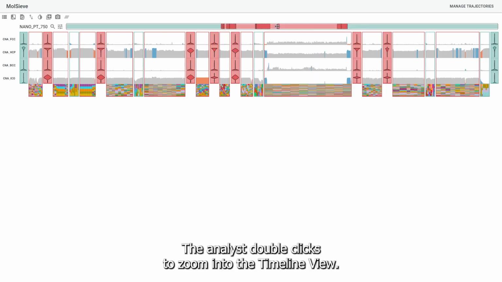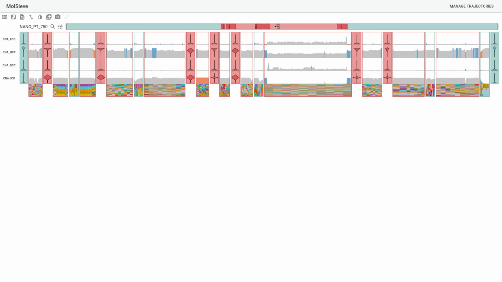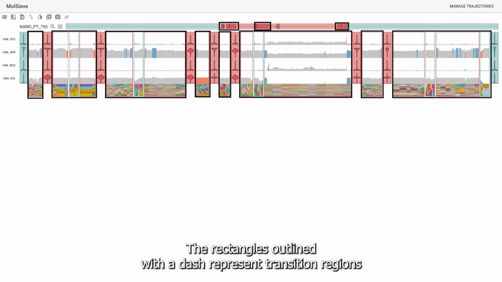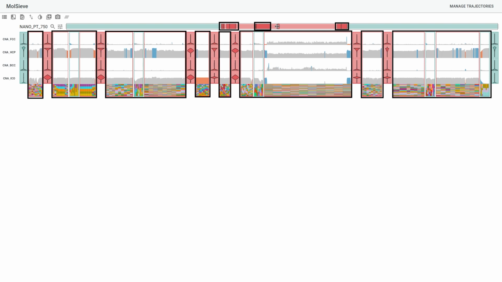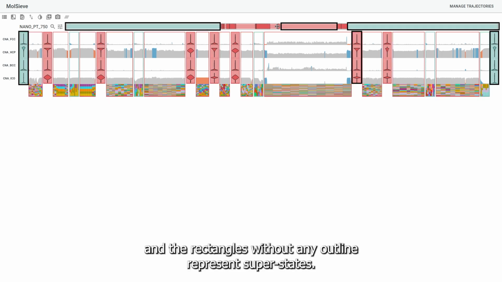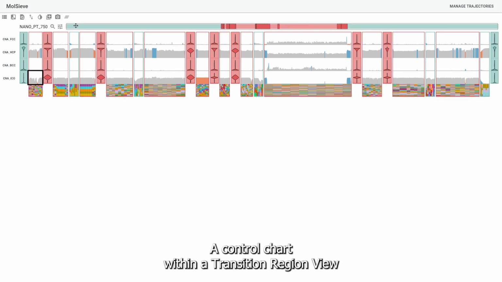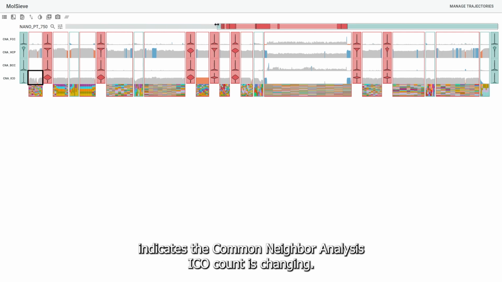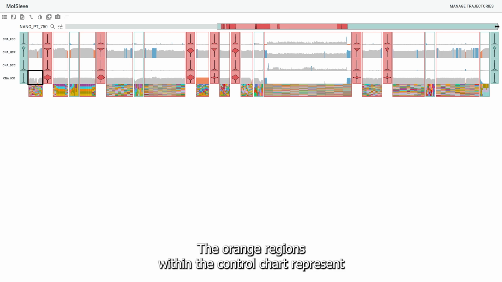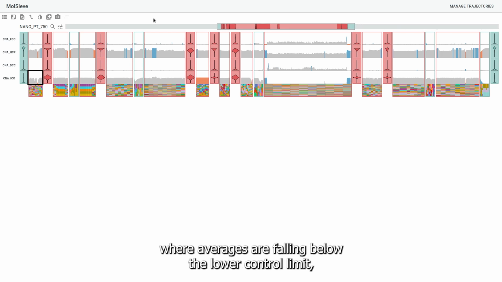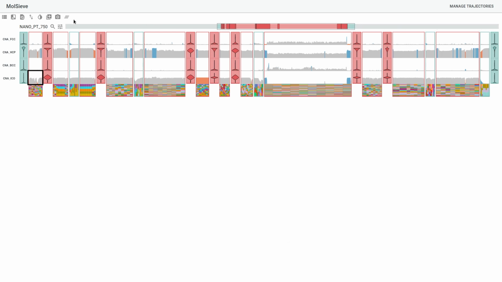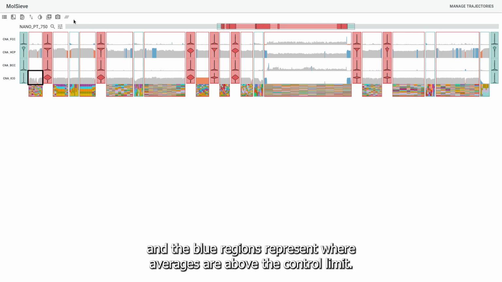The analyst double-clicks to zoom into the timeline view. The rectangles outlined with a dash represent transition regions, and the rectangles without any outline represent superstates. A control chart within a transition region view indicates that the common neighbor analysis ICO count is changing. The orange regions within the control chart represent where averages are falling below the lower control limit, and the blue regions represent where averages are above the control limit.